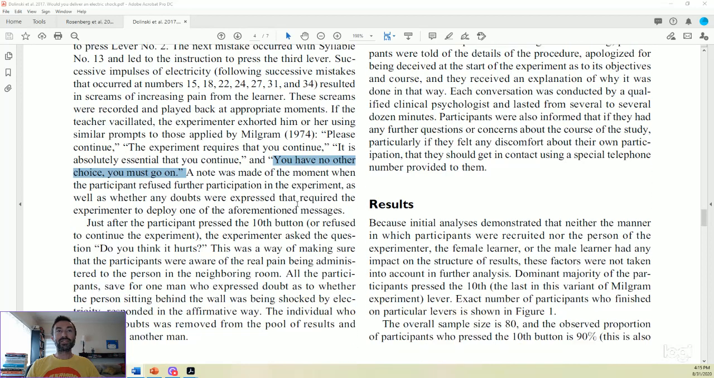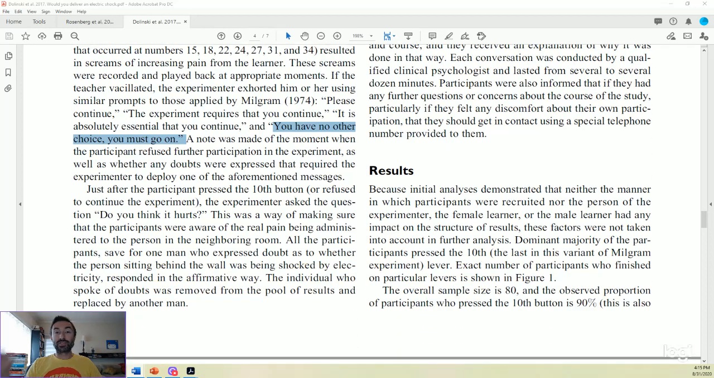In the next paragraph, the authors describe a clever thing that they did. They introduce a question. Do you think that it hurts? Do you think the shock hurts? This ensures that the participant is totally aware of the pain that they are causing the learner. Thus, the researchers note that when the participants raise the voltage, they do so with the knowledge that they are hurting another person more and more.